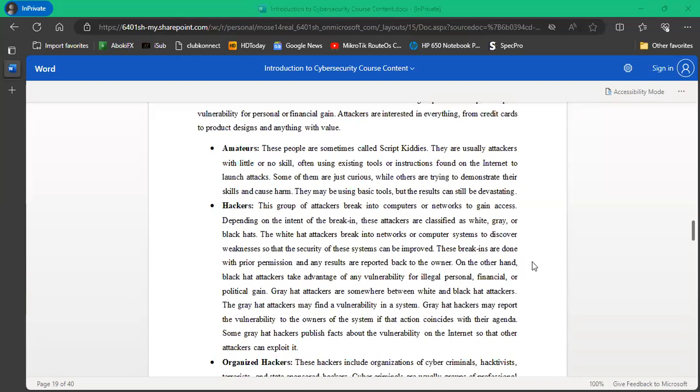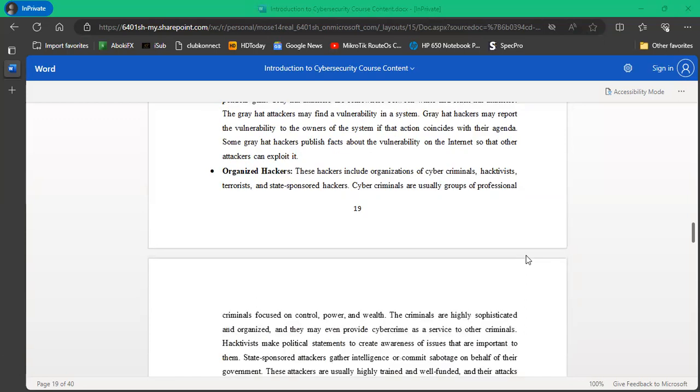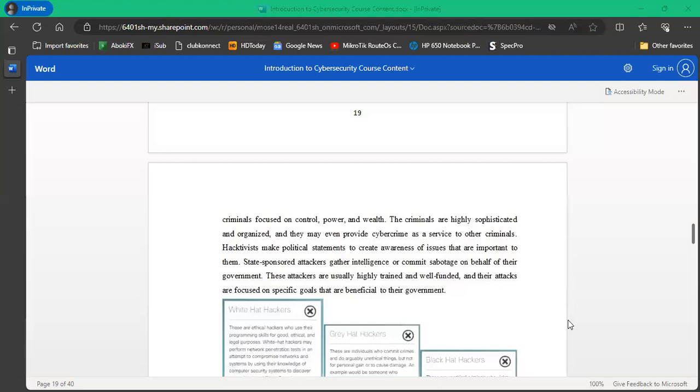So some examples of gray attackers are called activists. Then organized hackers. These hackers include organizations of cyber criminals, activists, terrorists, and state-sponsored hackers. Cyber criminals are usually groups of professional criminals focused on control, power, and wealth. The criminals are highly sophisticated and organized, and they may even provide cybercrime as a service to other criminals.